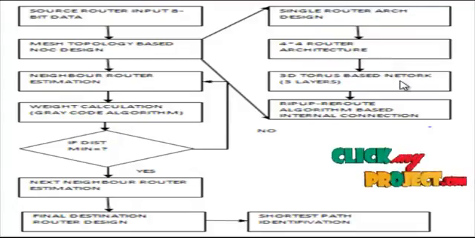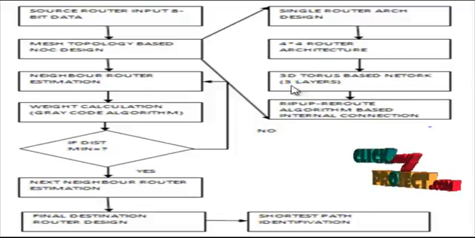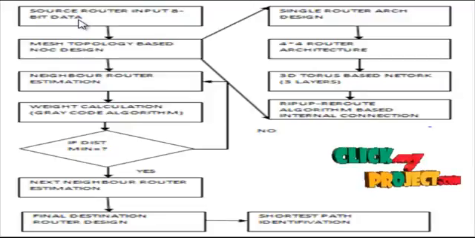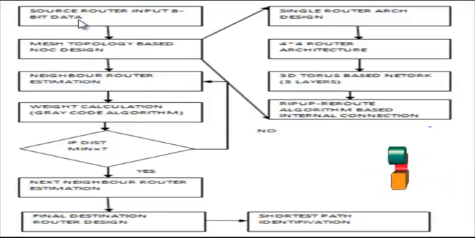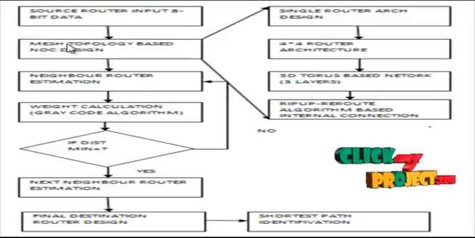Next, we see the flow diagram for the product. This is the flow diagram for 3D NoC architecture design. This is the source router; input data bits are applied to the first layer mesh topology based NoC architecture design. This design consists of a 4x4 router architecture.